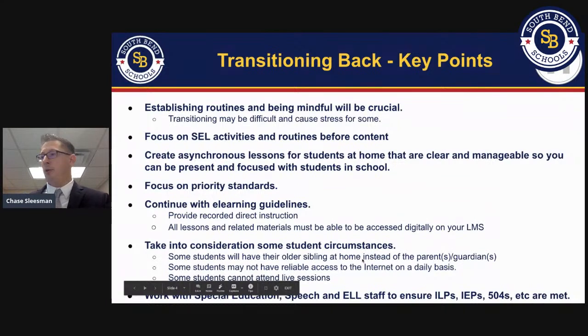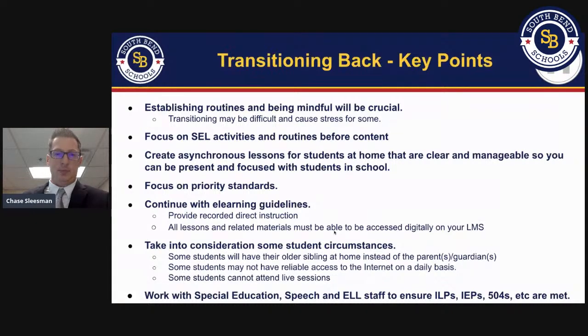So again, that is why we're going to keep up with updating, recording your lessons, and putting them onto your Google Classroom. And as we do get back into school, it is very important that you work with your special education, speech, and your ELL staff to ensure that all the ILPs, IEPs, 504s, and whatever else are being met.